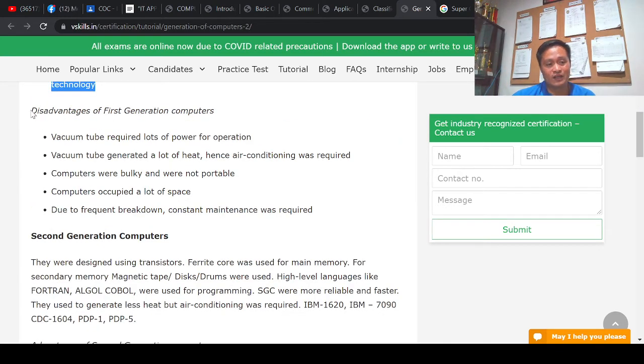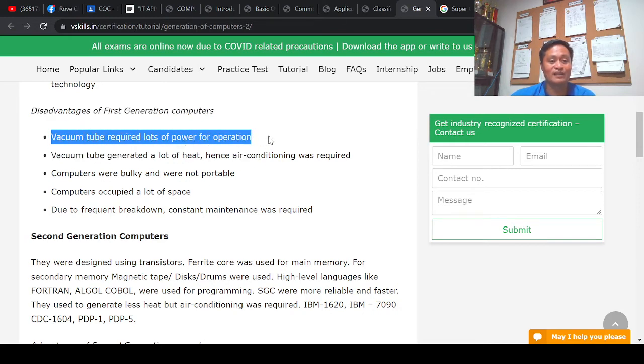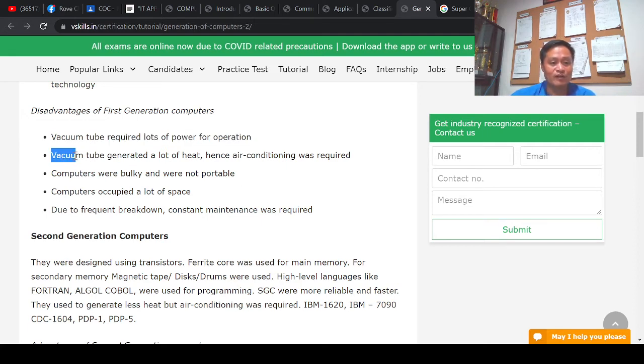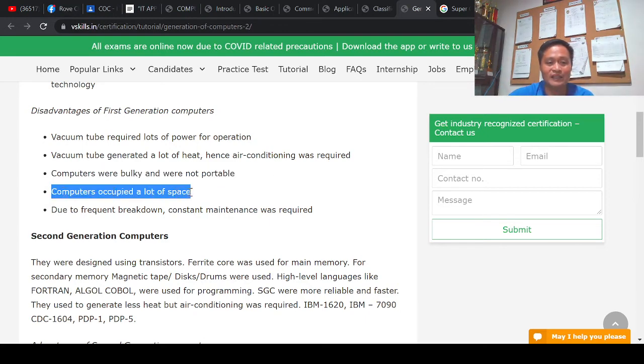And these are the disadvantages of first generation computers. Number one, the vacuum tube required a lot of power. That's what I was saying a while ago. And the next one, the vacuum tube generated a lot of heat. Alright, hence air conditioning was required. It's so hot. And computers were bulky and not portable. You cannot carry it, it's so big. And computers occupied a lot of space.